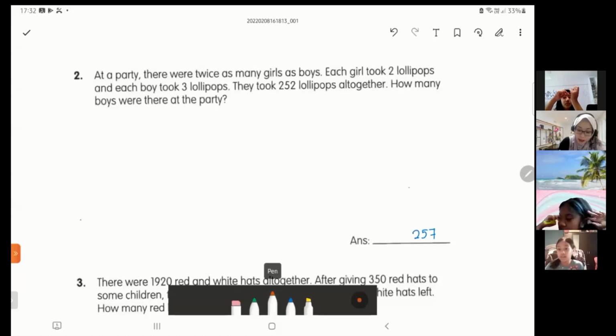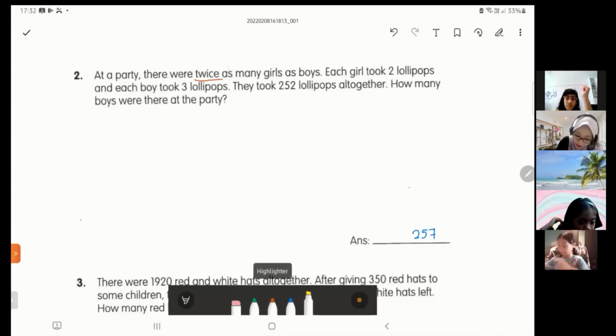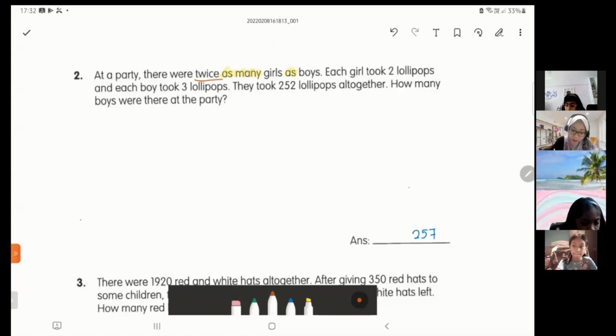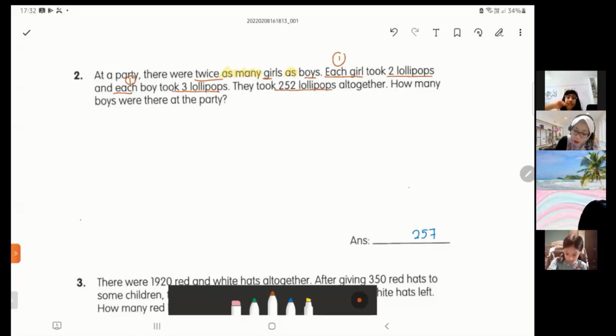At a party, there were twice as many girls as boys. Magic phrase: as many girls as boys. This yellow highlighted phrase is the magic phrase. Each girl took 2 lollipops, and each boy took 3 lollipops. They took 252 lollipops all together. How many boys were there at the party?